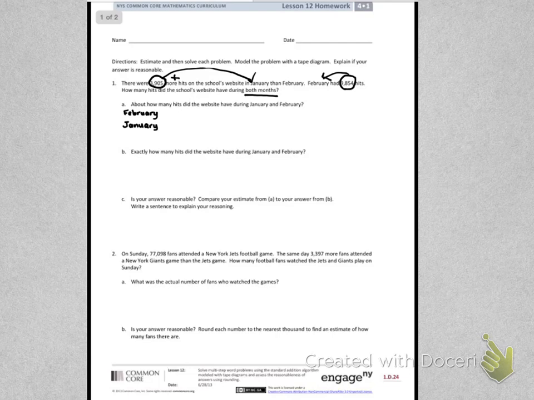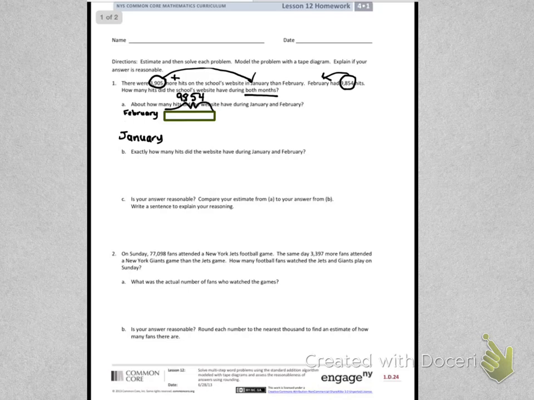We need to start by labeling our month of February and our month of January. We know in February, I'm going to make a tape diagram, that there was 9,854 hits. In January, there's 3,905 more hits than February.